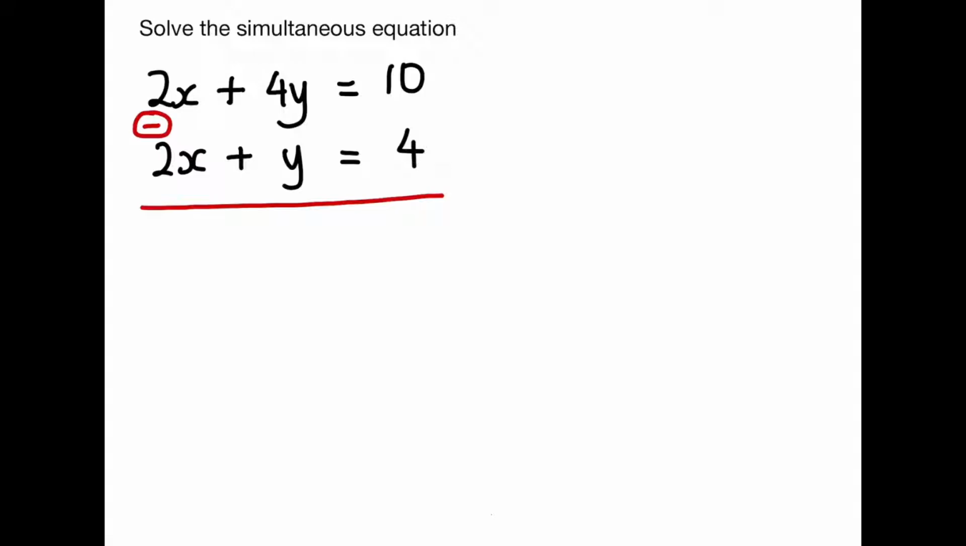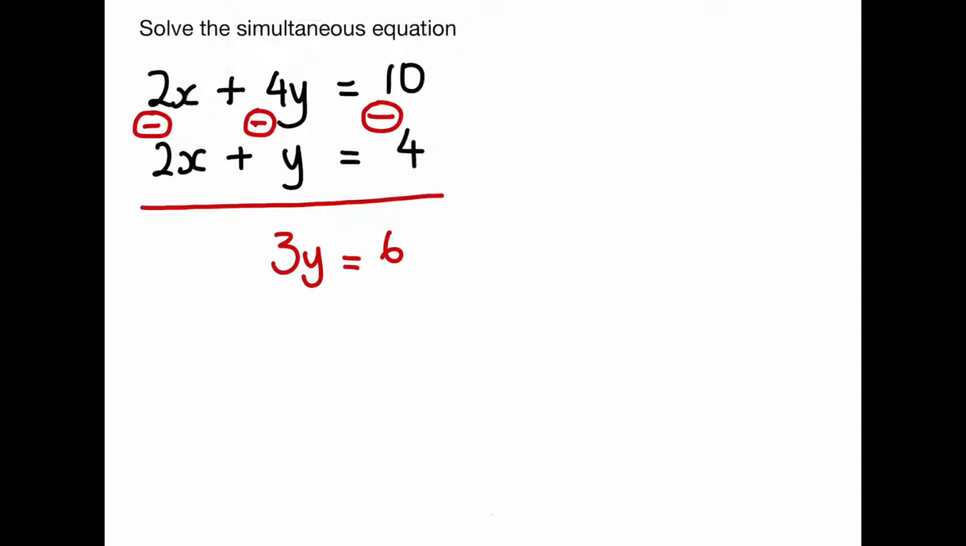So you would do minus, and we minus here, and we minus here. So 2x minus 2x gives you nothing. So we've eliminated x in order to find out y. 4y minus y gives you 3y. 10 minus 4 gives you 6. So we have a simple equation where we can find out what y is.